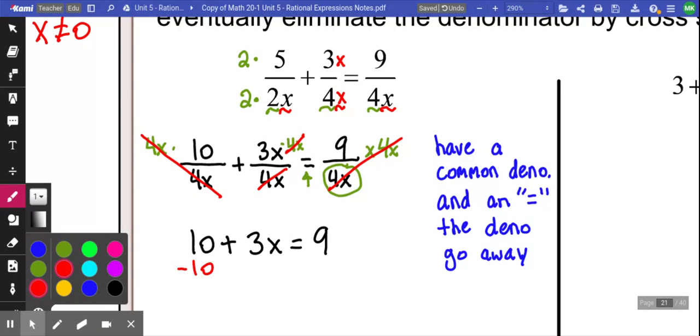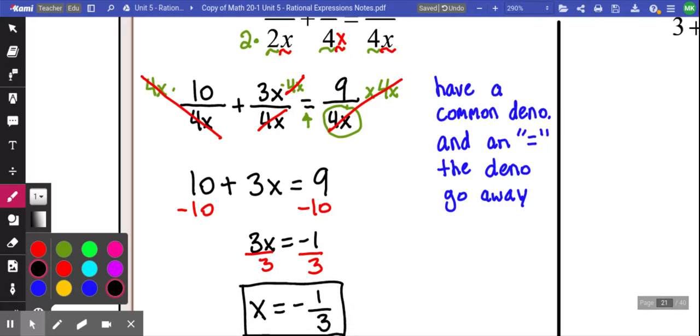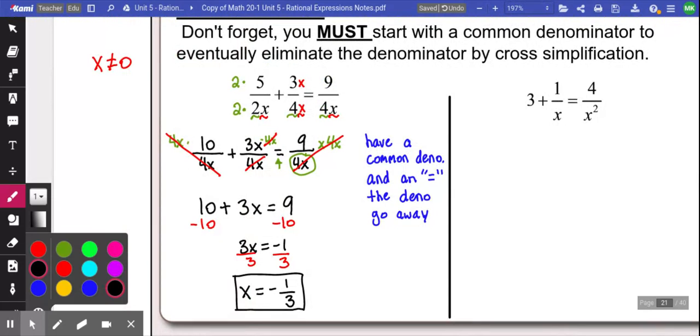That means we need to get x by itself. So I move my 10 over. That gives me 3x equals negative 1. And then I divide by 3. And this tells me that the value of x that makes this equation true is negative 1 over 3. Ta-da! That is solving rational equations. So wonderful.